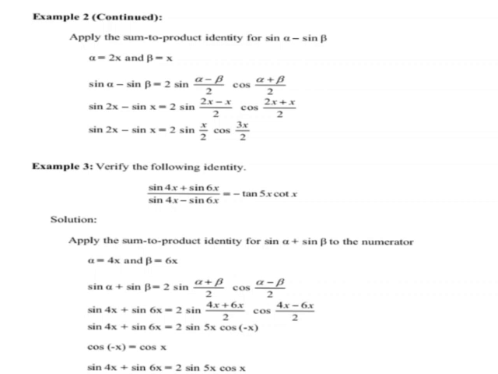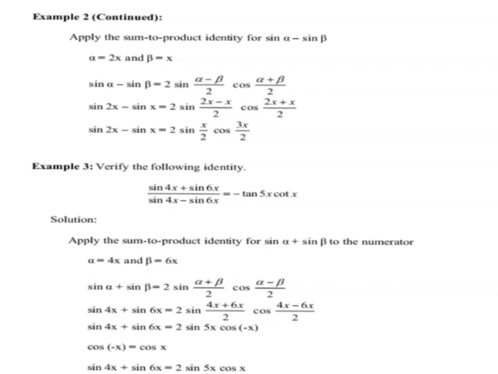We distribute the values of A and beta: 2x minus x over 2, cosine of 2x plus x over 2. So the answer is sine 2x minus sine x is equal to 2 sine x over 2 cosine 3x over 2.